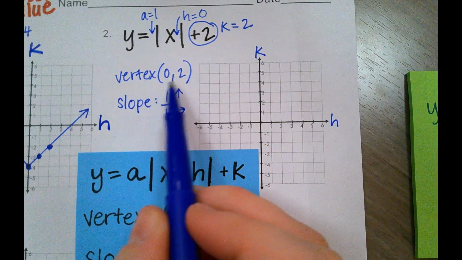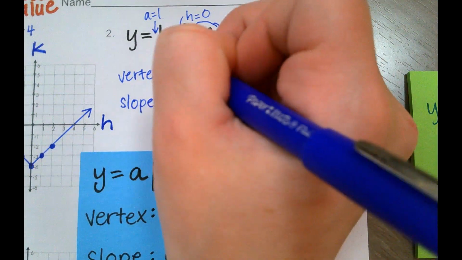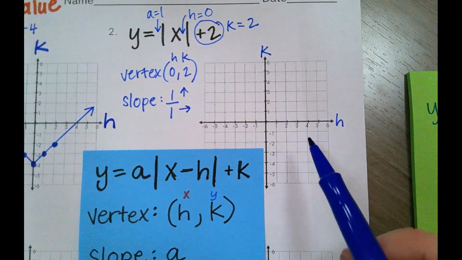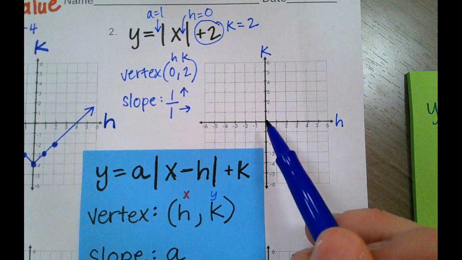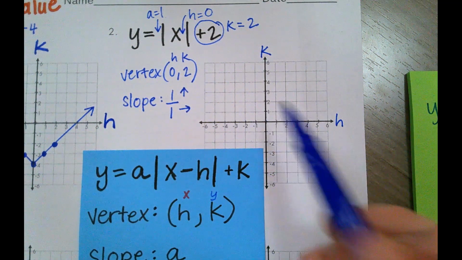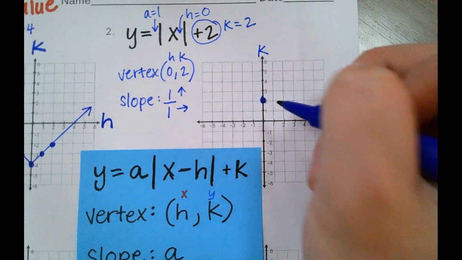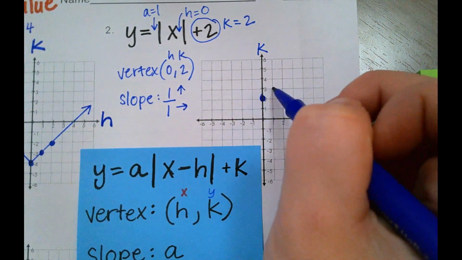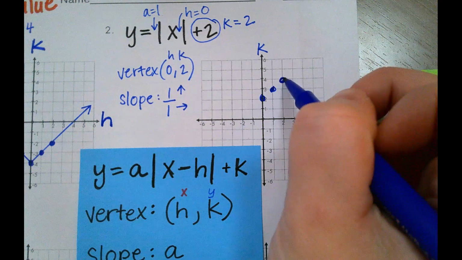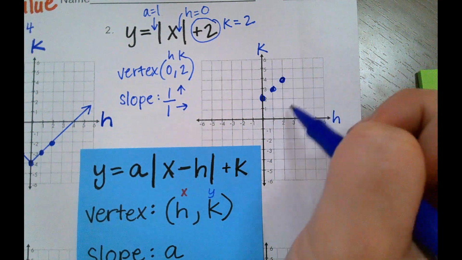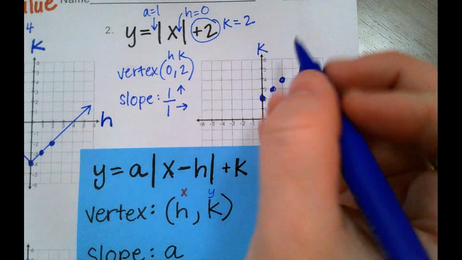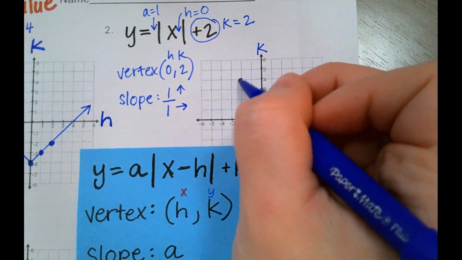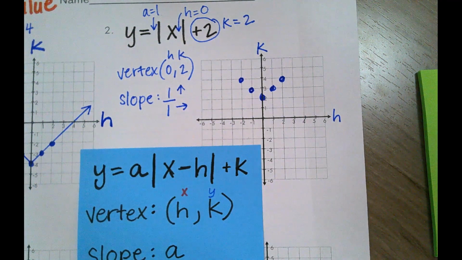So if my vertex is 0, 2, my H and my K, where do I put that vertex? 0 right here in the middle, and then up 2. Good. There's my vertex. And where do I go from there? Up 1 over 1. Up 1 over 1. Up 1 over 1. I've got 3 points. I'll go back to the vertex. Go the other way. Up 1 over 1. Up 1 over 1. And then we just connect our dots.